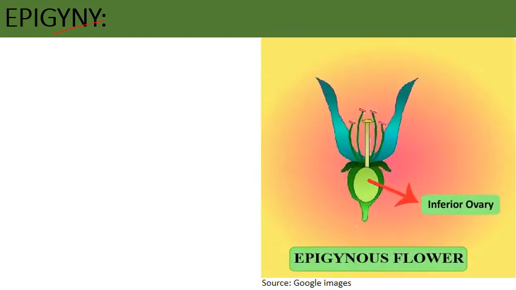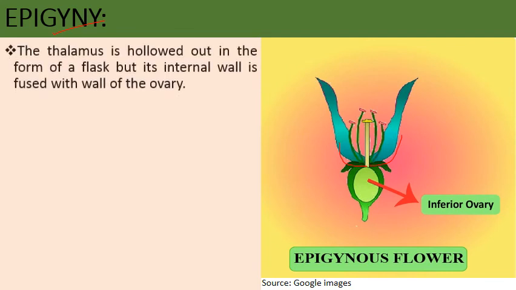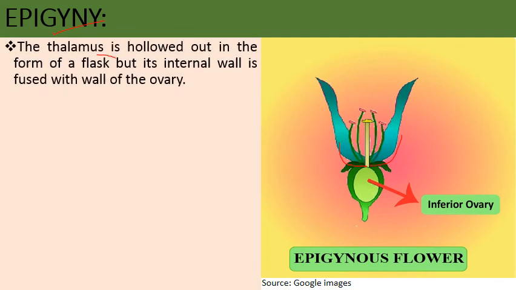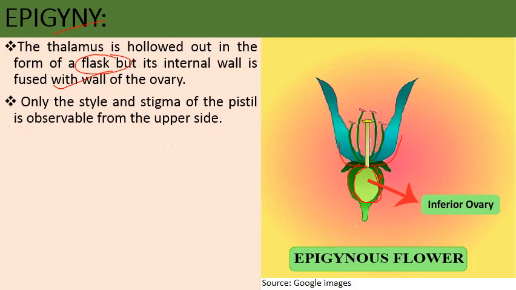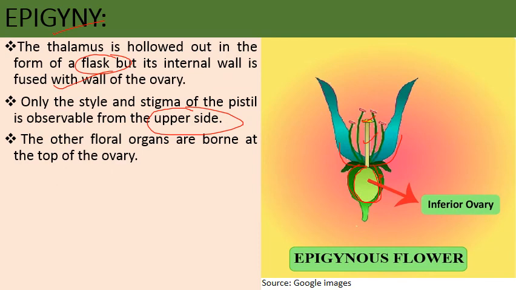indicate, इसमें जो floral parts हैं they arise from the top of ovary, ovary के tip से arise होते हैं. The thalamus is hollowed out in the form of flask, but its internal wall is fused with ovary. जो thalamus है वो एक cup like structure बनाता है, hollow cup like structure, और इसके अंदर ovary embedded होती है and its wall is fused with the thalamus. Only the style and stigma of the pistil are observable from upper side.